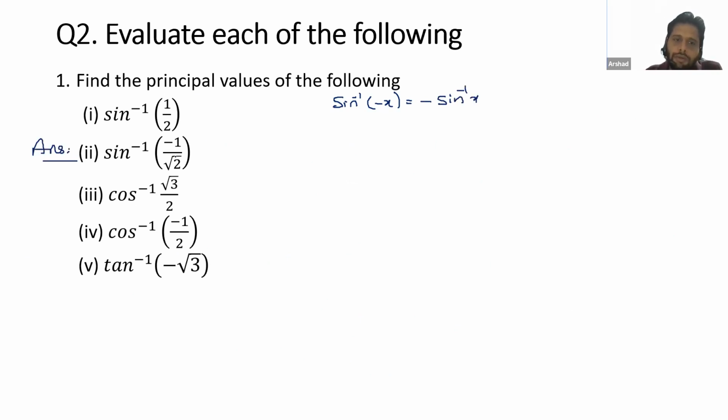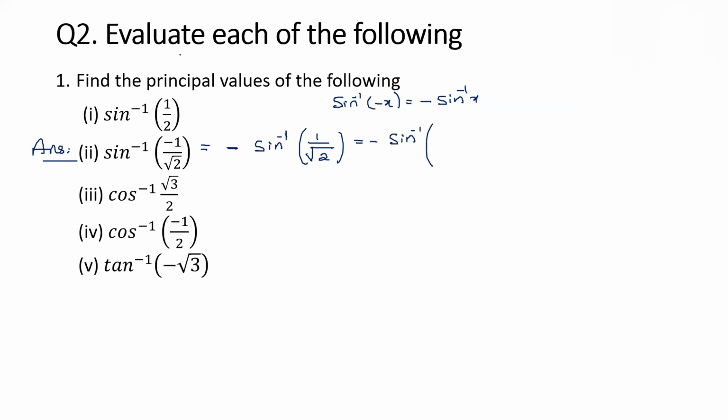Sine inverse of minus 1 by root 2. We will write this as minus sine inverse of 1 by root 2, because we have this negative sign. Now we have applied the property, that's why we have shifted this sign to the front. Now please complete this. This is minus sine inverse.